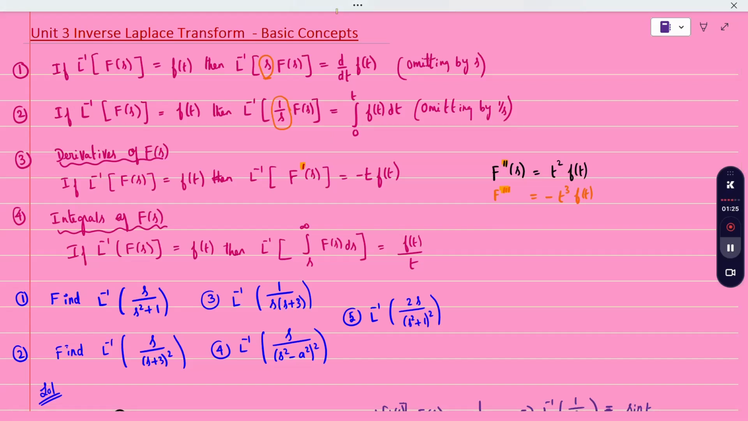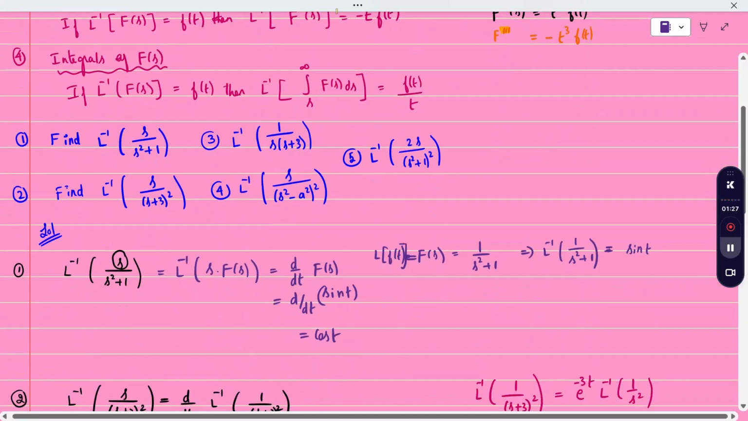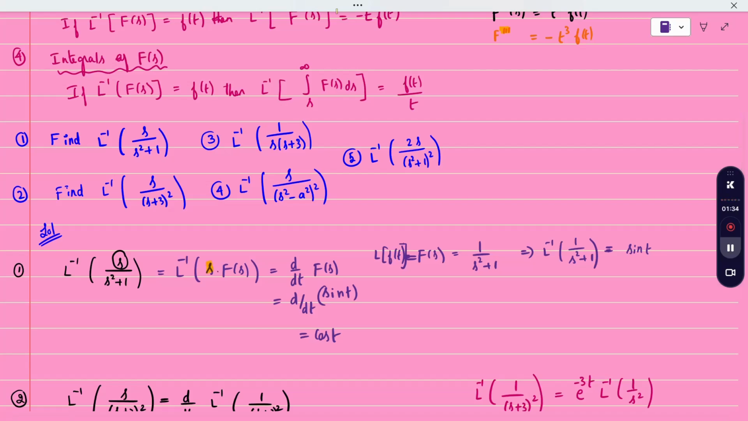So first problem, find L inverse of s divided by s squared plus 1. It's nothing but s into F of s. So how can I write s into F of s? When I have the first property, it is nothing but d by dt of L inverse of F of s. So d by dt of the remaining, keep as it is. We know that F of s is nothing but 1 divided by s square plus 1.